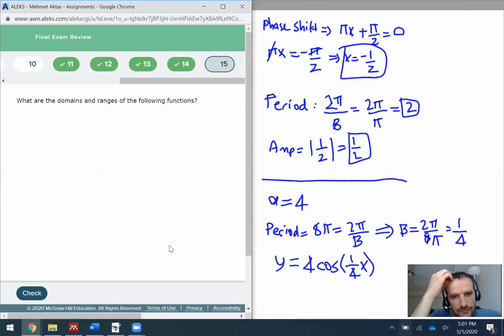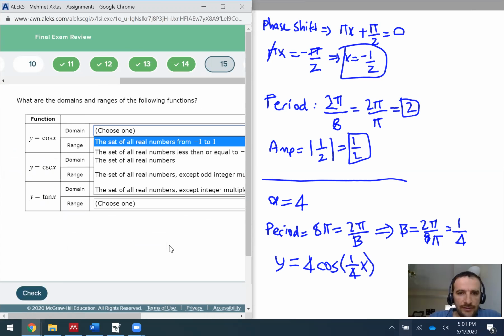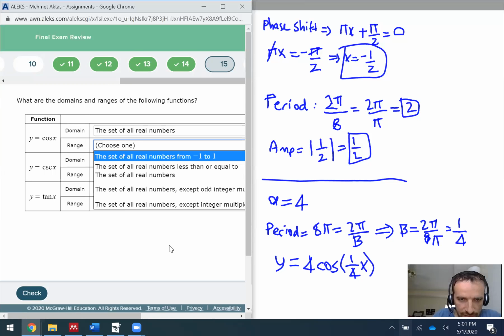Question 15. What are the domains and range of the following functions? Cosine x. Okay, cosine is defined everywhere, right? The set of all real numbers. And if you look at the cosine, cosine takes only values between -1 and 1, right? That's why the range is from -1 to 1.